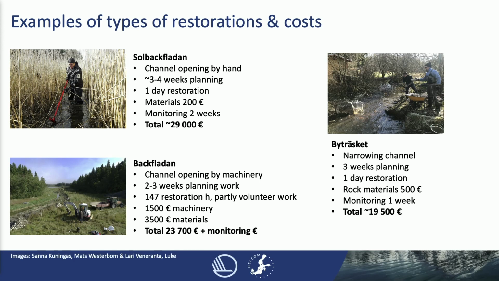Then on the right-hand side, there's an example of a glo-lake where there was a channel which was opened a bit too widely. By putting some rock materials into this channel, you can increase the chance that the fish could actually migrate through a culvert which was associated with this stream. And in that example, the materials were also very cheap. We're talking about 500 euros to get the needed materials for that restoration.